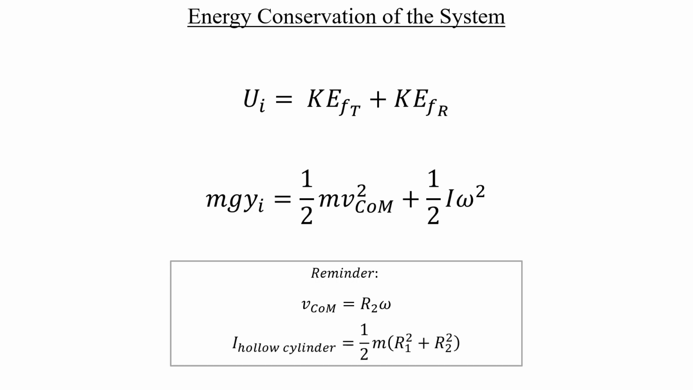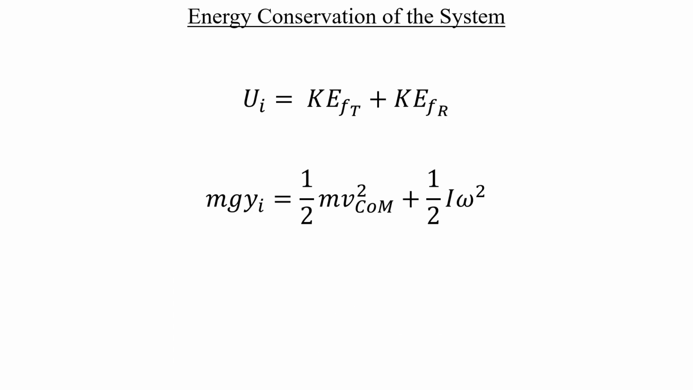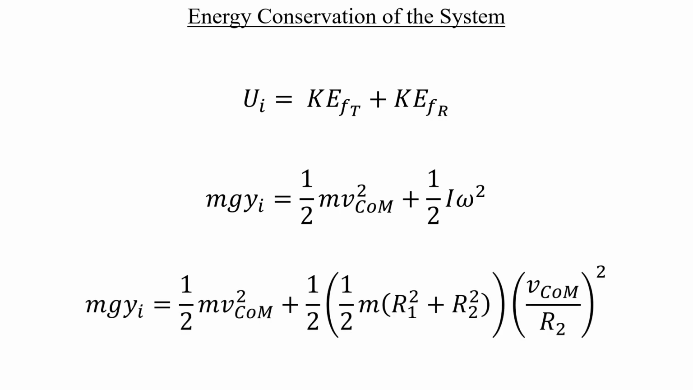So let's combine 2 steps here. The first one is to take our rolling without slipping equation, divide both sides by R2, and then plug that ratio into our rotational kinetic energy term for omega. And the second step will be to plug in that entire moment of inertia expression for a hollow cylinder in for I. And here's what that looks like. Notice that we end up with mass on both sides. Let's cancel that out and move on.